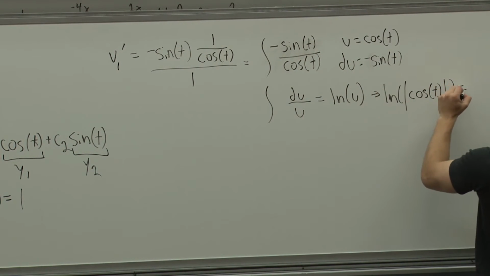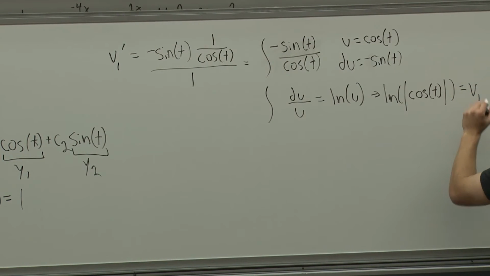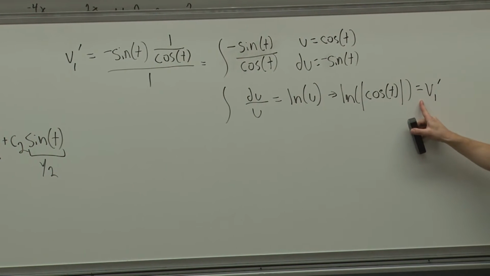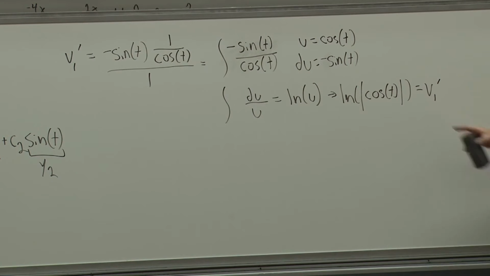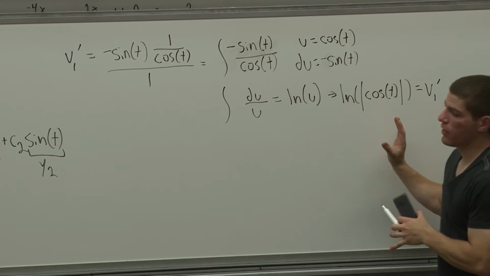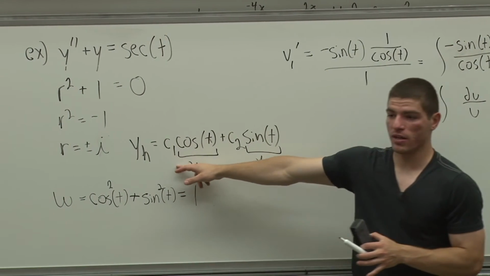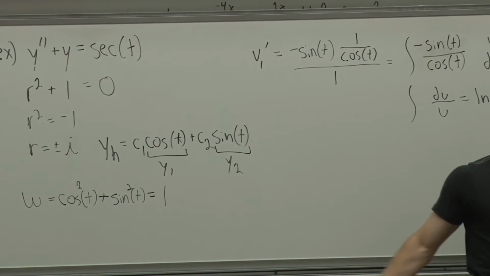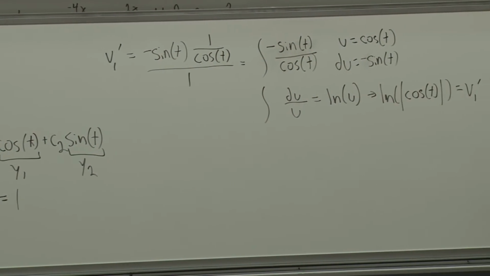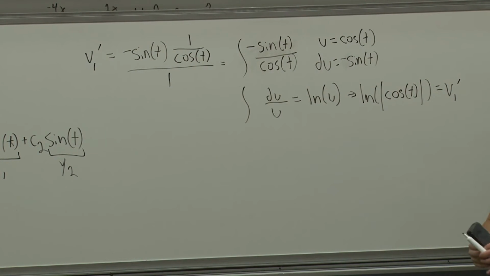So this is going to equal v1. You're integrating, but you don't add the plus c at the end, because both of your constants for the second order problem are taken care of in your homogeneous, where you have c1 and c2. So it's always a good thing to remember: don't add any extra constants where you don't need them. Wait, this is v1, not v1 prime. We just did the integral. All right, so we have v1.